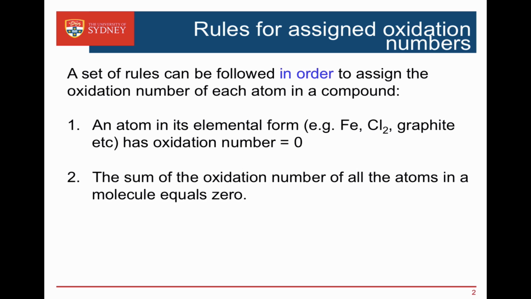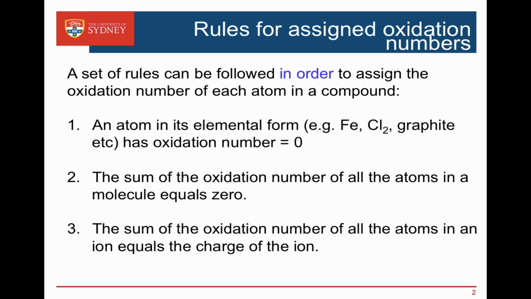In a molecule or a compound, the sum of the oxidation numbers is equal to 0. But if we've got a cation, the sum of the oxidation numbers of the atoms is equal to the positive sign of the cation. If we've got an anion, the sum of the oxidation numbers of all the atoms is equal to that negative charge for the anion.